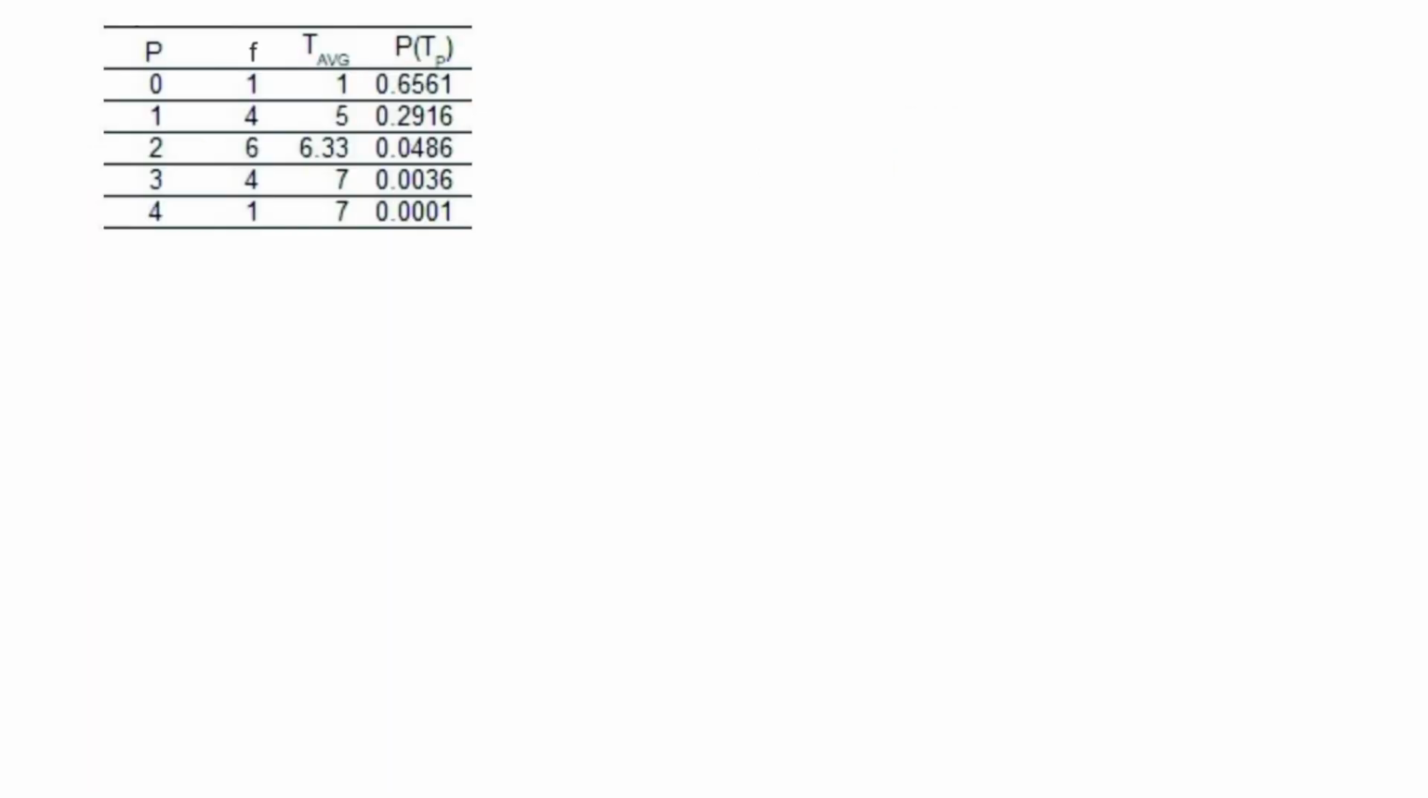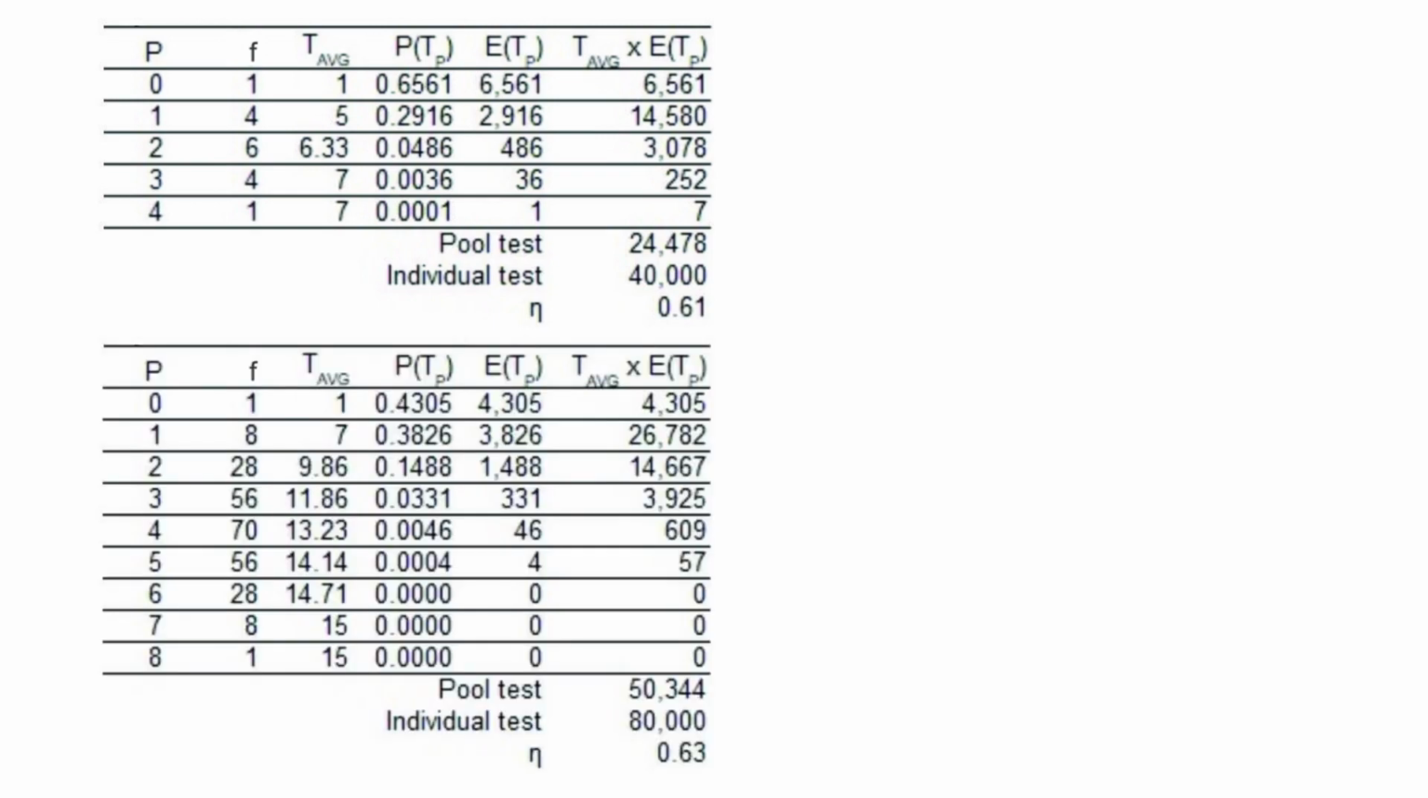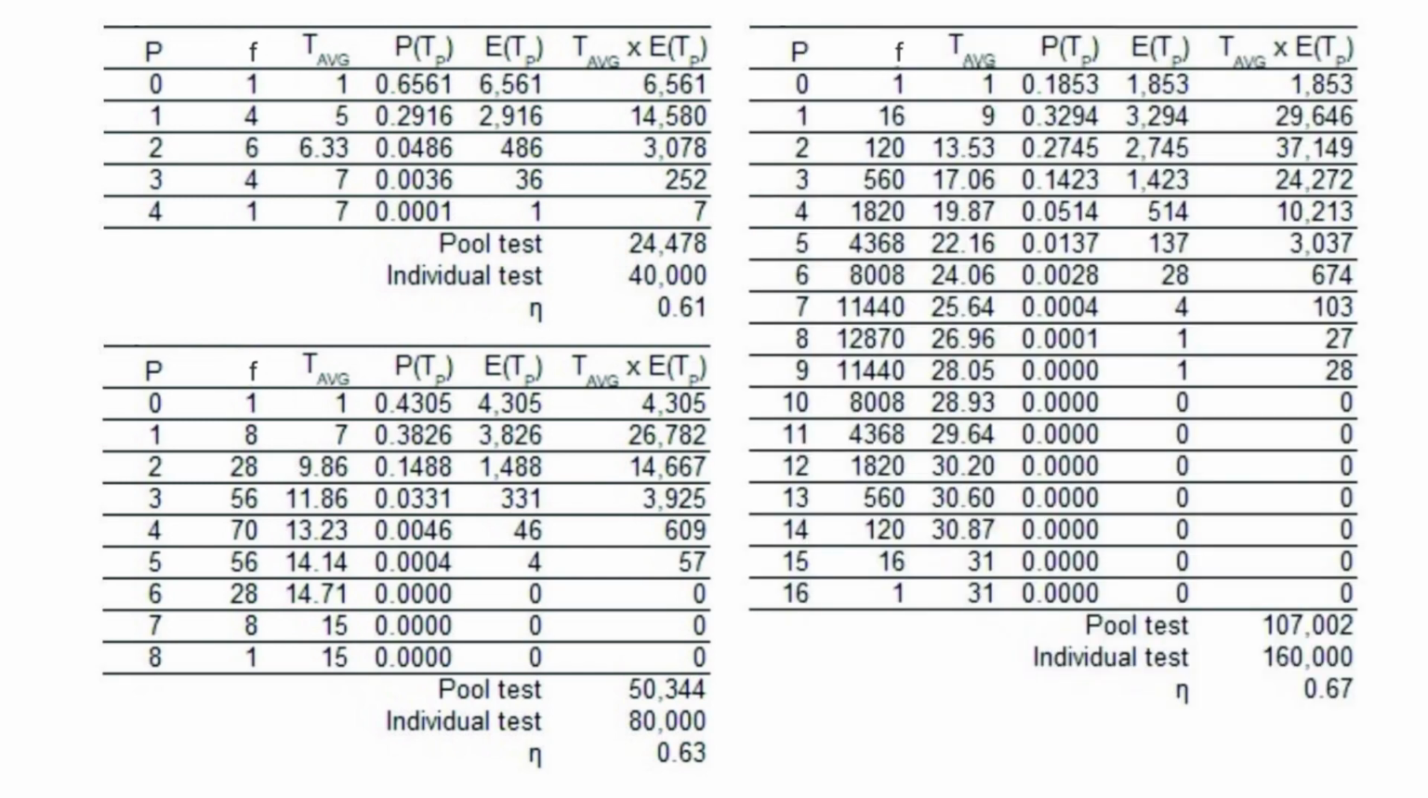Applying that to 4 samples, the probability is like this. Suppose we test 40,000 samples. If we split them into 10,000 initial pools of 4 samples, then the expectations of the number of tests are, compared to 40,000 samples tested individually, it's 61% more efficient. For 8 samples in the initial pool, the efficiency is 0.63. For 16, it's 0.67. These all assume that the prevalence rate is 10%.